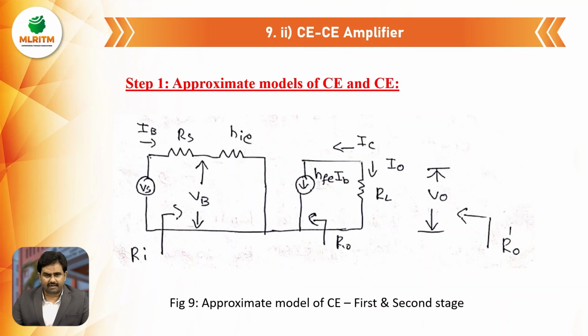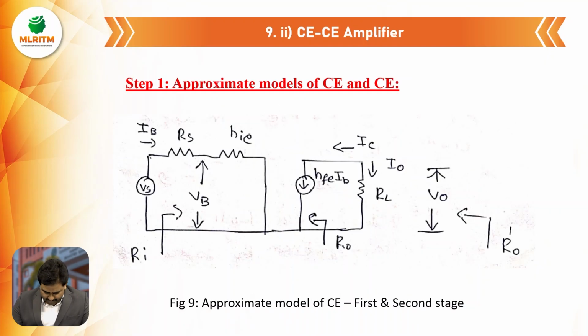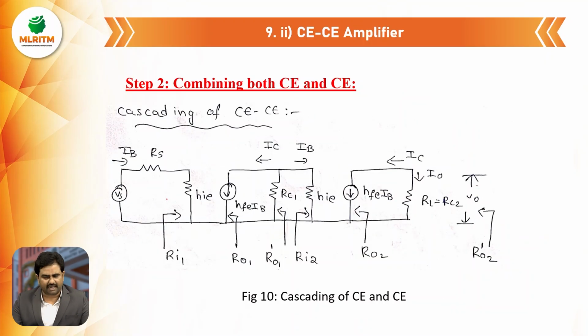In step 1, as usual, we consider the approximate models. Here the first stage and second stage are the same type, common emitter. That's why I have drawn only one approximate model, which applies to the first stage as well as the second stage, that is the CE approximate analysis. Coming to step 2, we combine the approximate model of CE with the approximate model of CE. Same as before, from the first stage we have to detach RL. From the second stage, we detach VS and RS. Simply connect it. That's all.